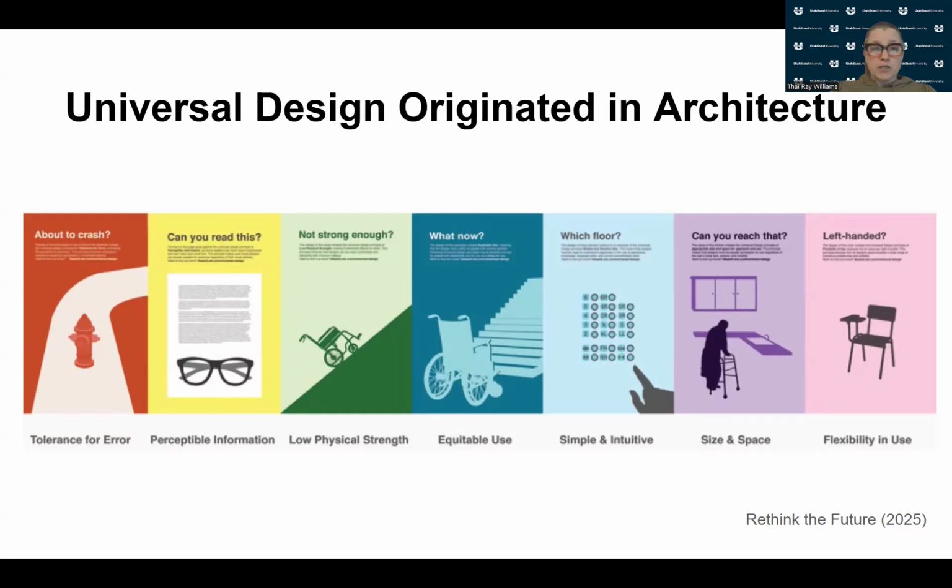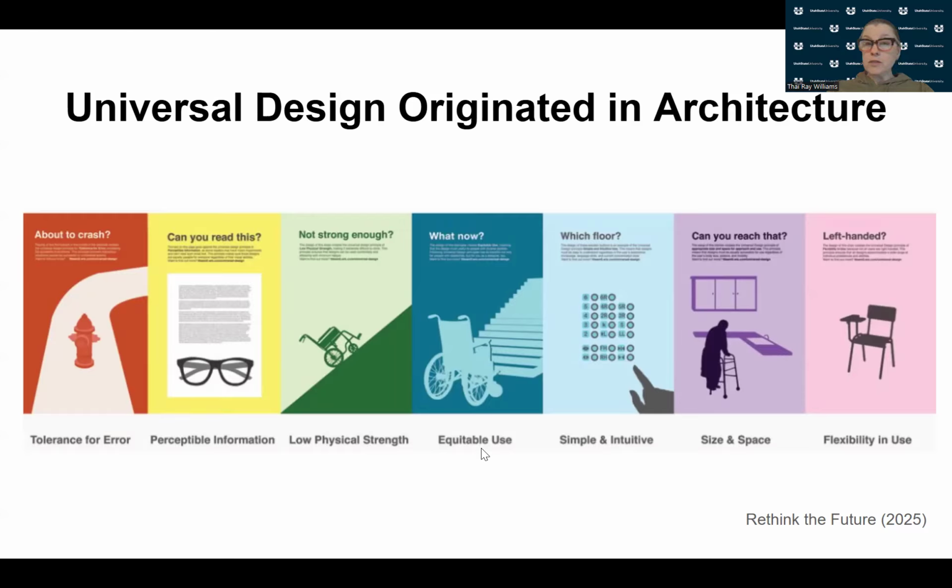So within architecture, they looked at a couple of different areas. They looked at tolerance for error. So what is the tolerance for error if you were, say, walking or riding a bike down this sidewalk? They looked at perceptible information. So can someone read it? This is one of the reasons that we have things like Braille on elevators or by bathrooms or by conference rooms. We need to make sure that individuals who have low physical strength can have access to different buildings or things related to architecture.